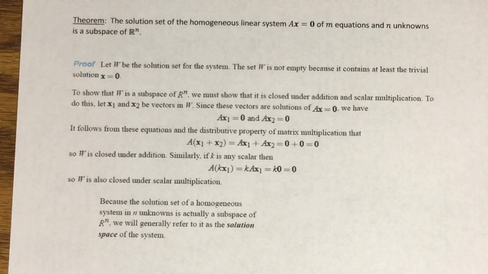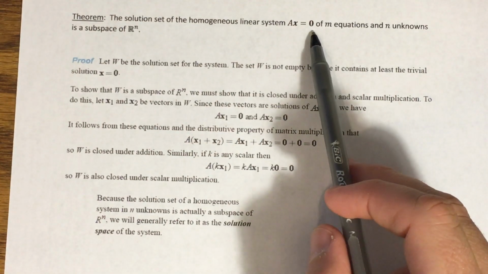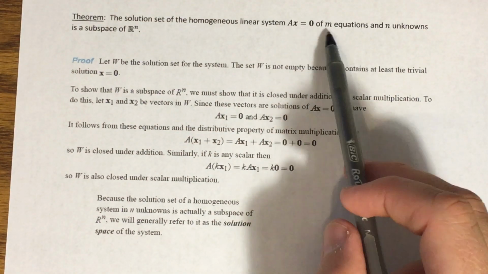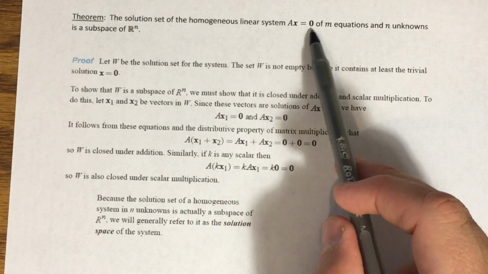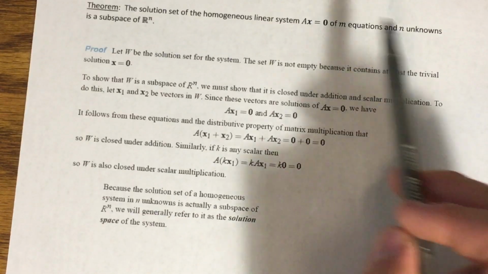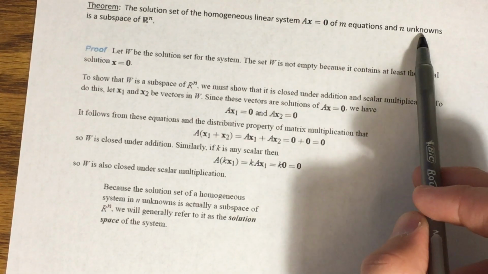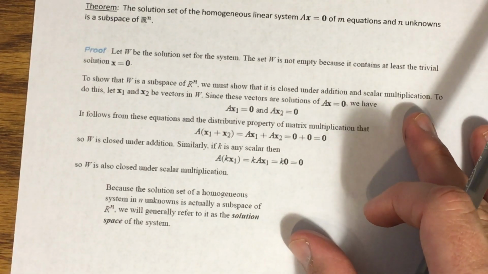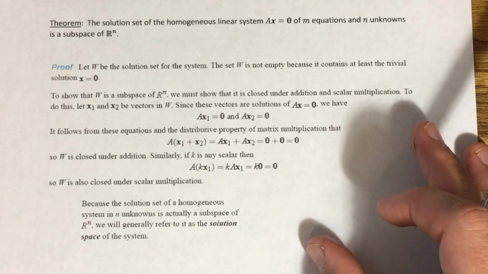Last up for this section, an important theorem that takes us back to systems of linear equations. In this one, the solution set of the homogeneous linear system Ax equals 0, where this linear system has m equations and n unknowns. Remember, that corresponds to the rows of A, and this would correspond to the columns of A. That would mean A is an m by n matrix. Okay.